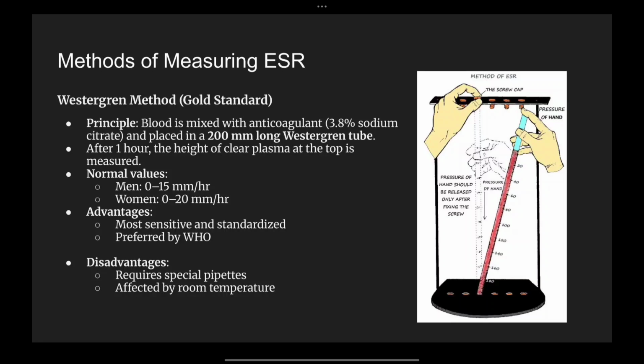So what are the advantages of Westergren method? It is the most sensitive and a very standardized method, and it is also preferred by the World Health Organization. So what are the disadvantages? It requires special pipettes. As I told, it's a Westergren tube. It might cost a lot, and sometimes the room temperature can also lead to wrong values of the ESR.